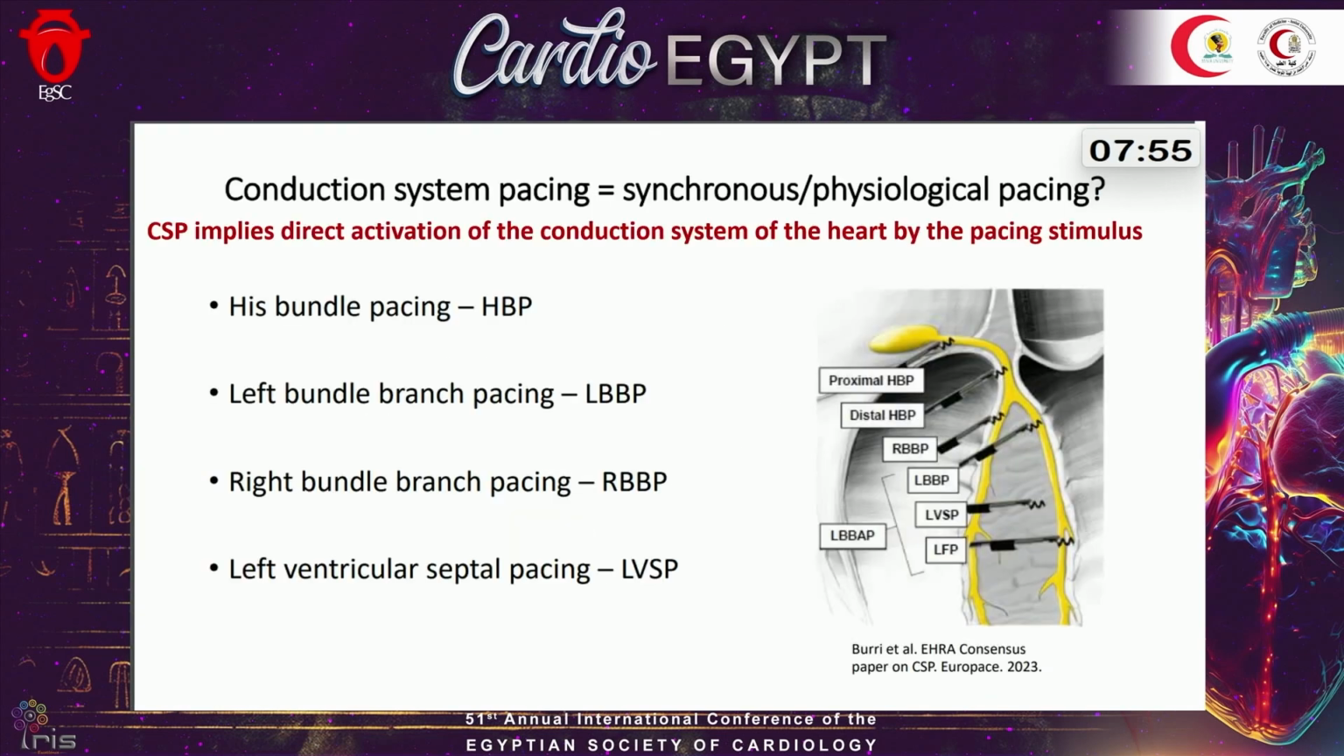So the scientists tried to find another solution to solve some of these conflicts or problems with CRT. And during this research, there was an innovation of conductive system pacing. CS pacing means direct activation of the conductive system of the heart by pacing stimulus to mimic the physiologic electrical activation of the heart. Many trials studied proximal His bundle pacing, distal His pacing, right bundle branch pacing, left bundle branch pacing, left septal ventricular pacing, even left fascicular pacing.